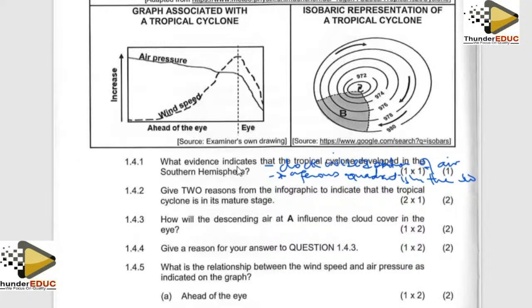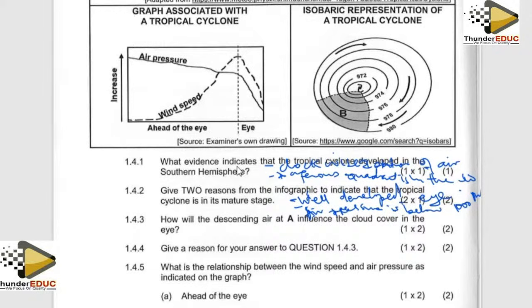The first reason that we are going to give that it is in a mature stage is that the eye is visible. So we say well-developed eye. Okay? Remember, mind the mark allocation is 2 times 1. So there should be 2 points. Then we can also look at the air pressure. Air pressure is below 1,000 MBs. Okay, the air pressure is below 1,000 MBs.